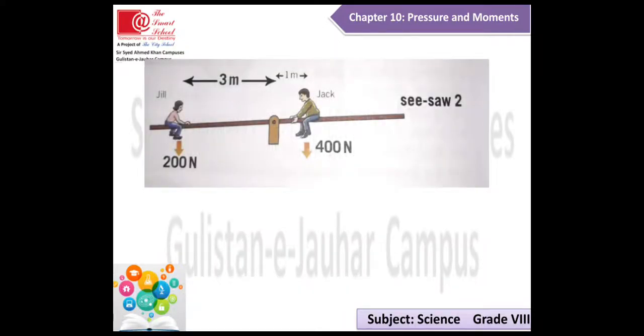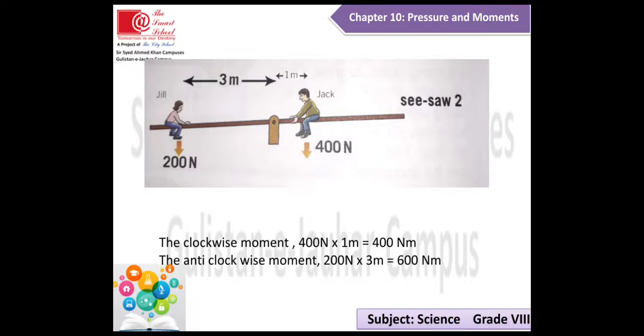Look at the picture of seesaw 2. The clockwise moment, 400 Newton times 1 meter, is equal to 400 Newton meter. The anti-clockwise moment, 200 Newton times 3 meter, is equal to 600 Newton meter. Here the clockwise moment is not equal to the anti-clockwise moment. It means seesaw 2 is unbalanced.